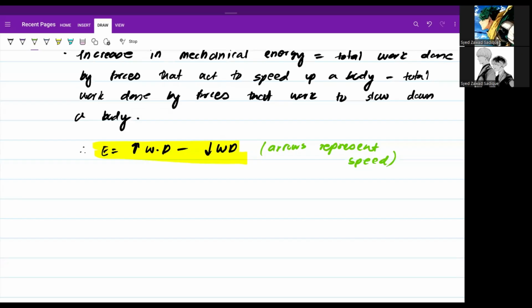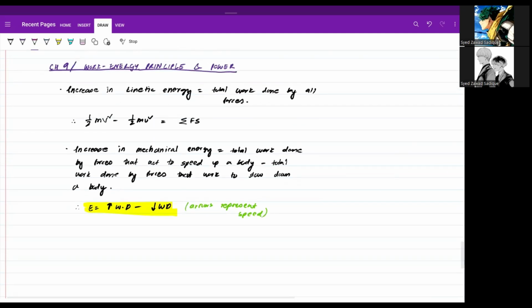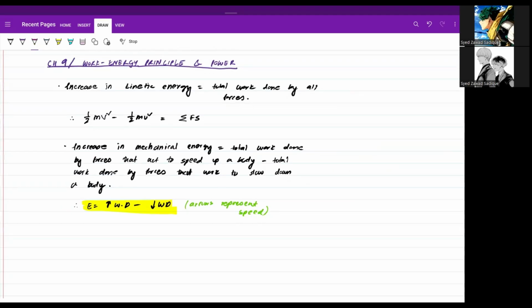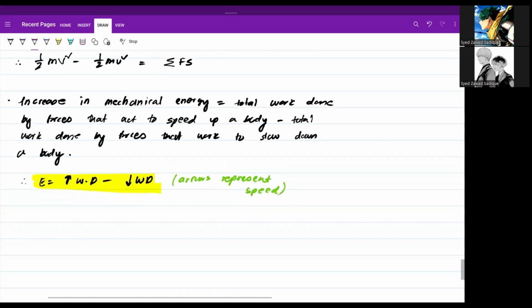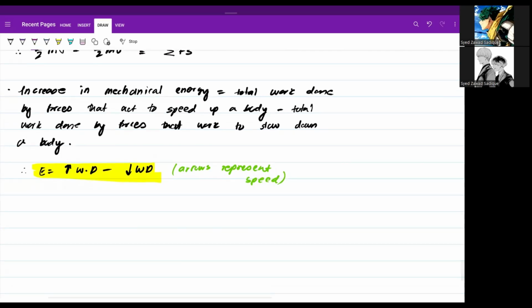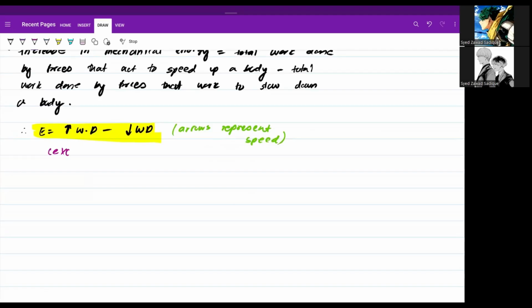Okay. Now, oh yeah, one more thing you should know. This is actually something that came to my mind. For this, right? We exclude the weight of the body, or work done by weight. Okay, where should I write this? Maybe I'll just write it here: exclude work done by weight.